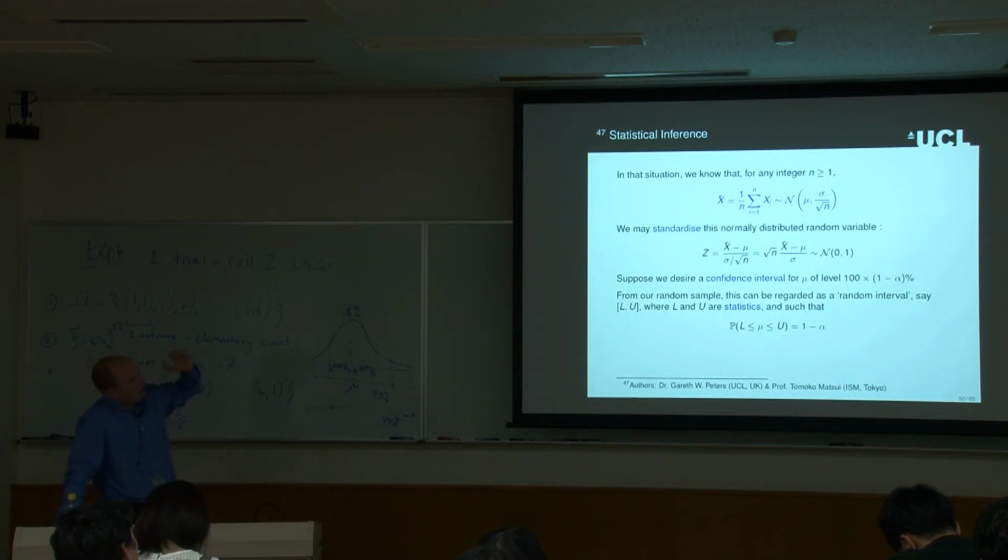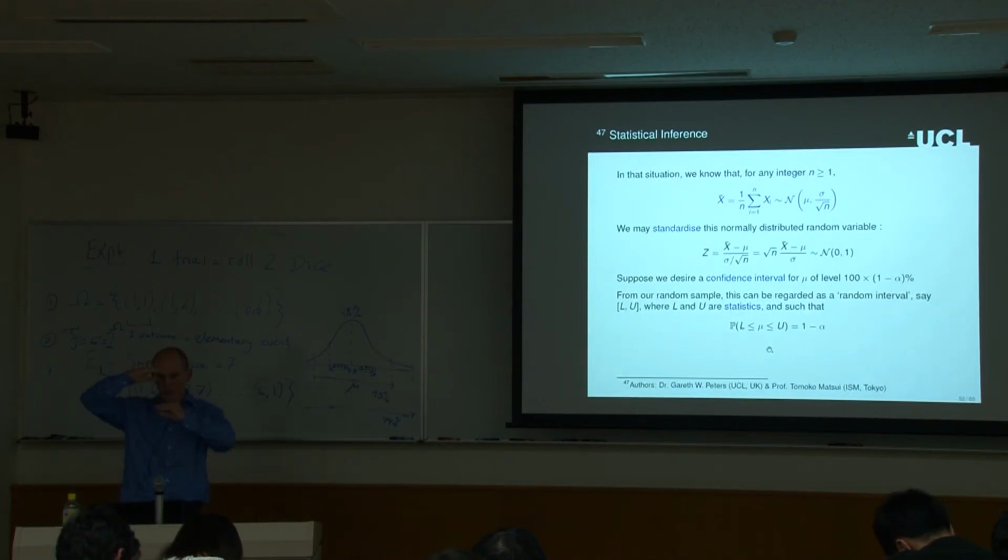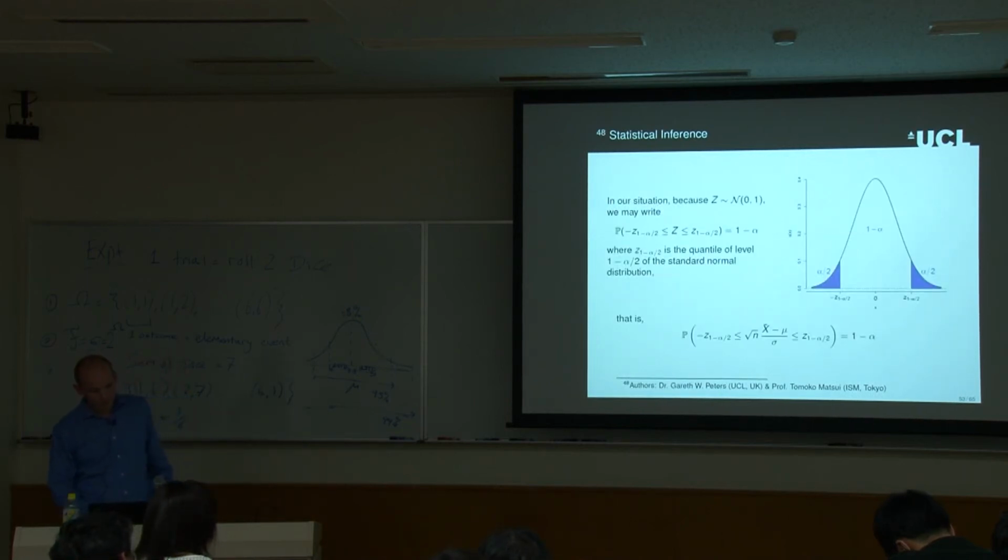So if we want to calculate a confidence interval of level 95%, for example, then from our random sample, we have this random interval with these bounds L and U, which are of course themselves statistics because they're random variables. So the probability that mu, the population parameter, population mean, is between lower and upper confidence bounds is equal to 1 minus alpha. So say 0.95. Okay, so this is the diagram that we're looking at.